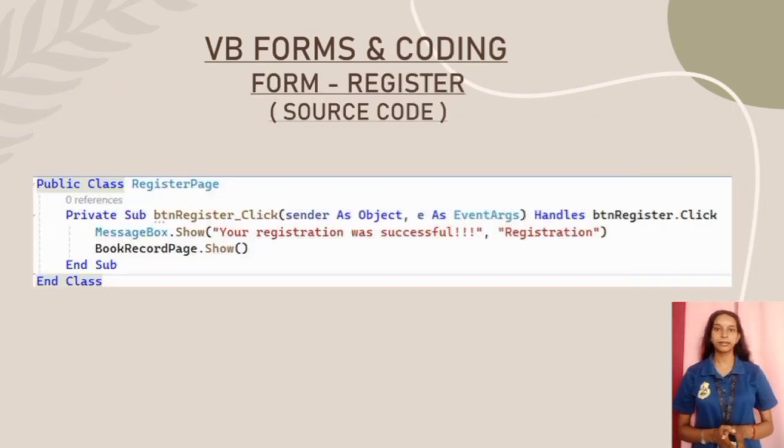The source code for registration page to book record is, first we need to double click on the register button. So this coding will pop up, and then we need to add MessageBox dot Show in brackets, your registration was successful, comma, registration. This coding is for the pop-up box. The source code for moving to the record page is, we need to add BookRecordPage dot Show brackets. So once we click on the register button, it will move on to the book record page.